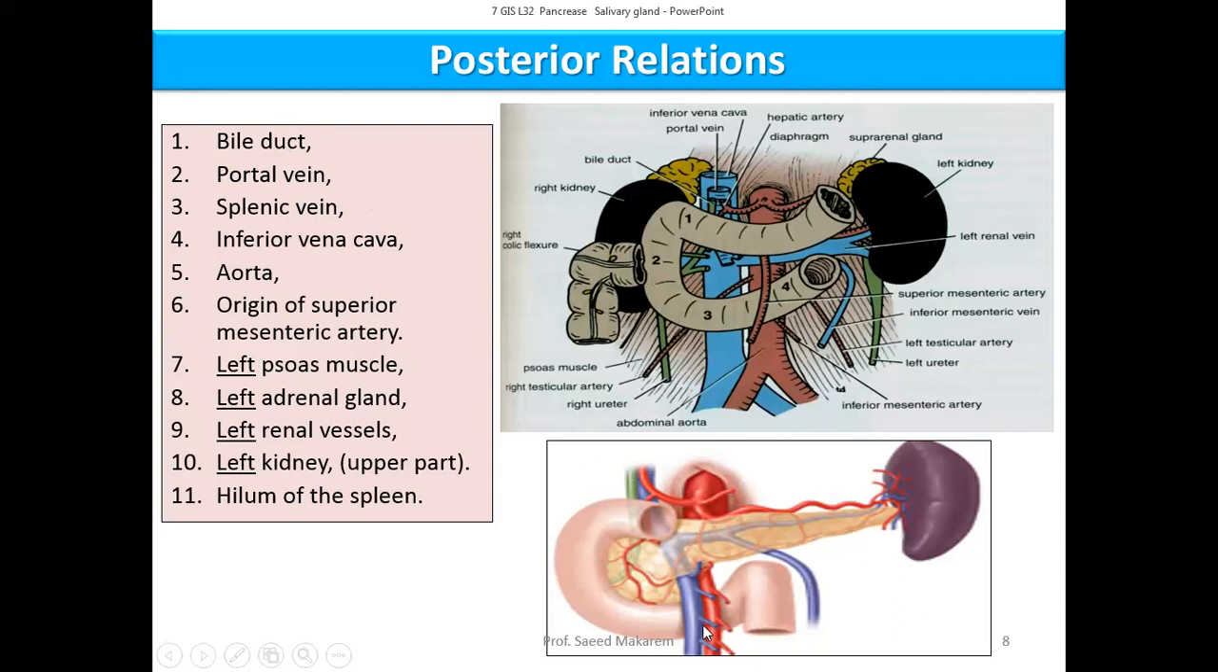As you know, the portal vein is formed by the splenic vein and the superior mesenteric vein. This is the splenic vein coming here, which is behind the pancreas, and this is the superior mesenteric vein joined to form the portal vein. So you can trace this portal vein here, which is posterior. Then the splenic vein is also posterior. Then the inferior vena cava, just beside the aorta. If you see here, this is the aorta here.